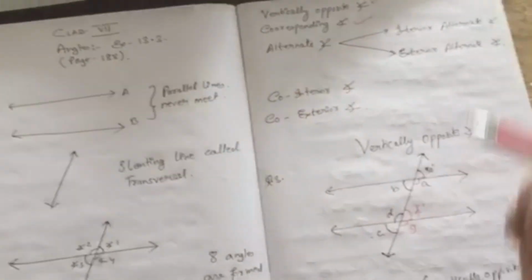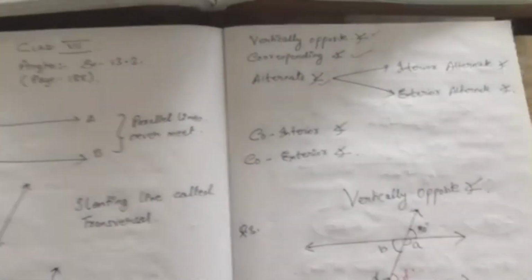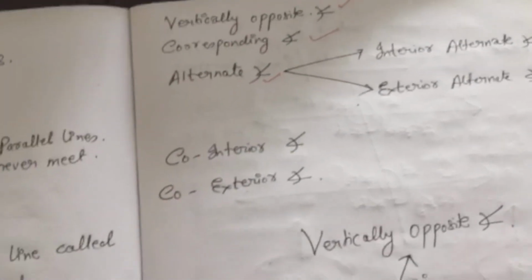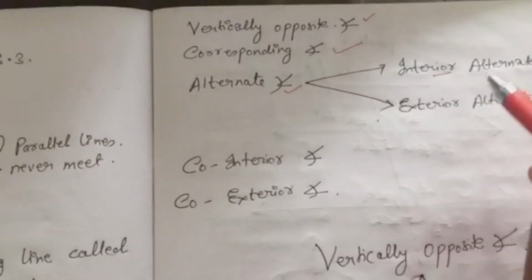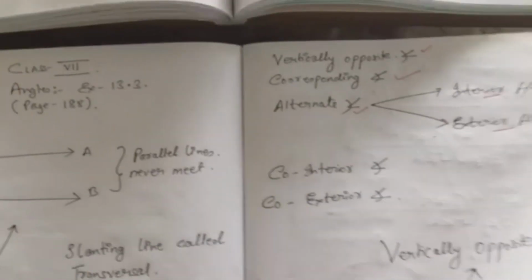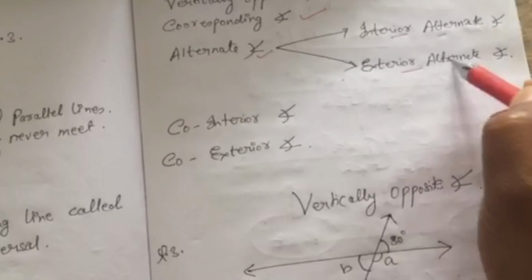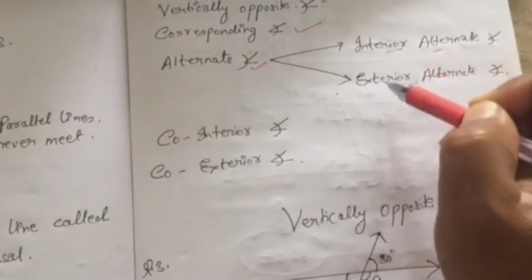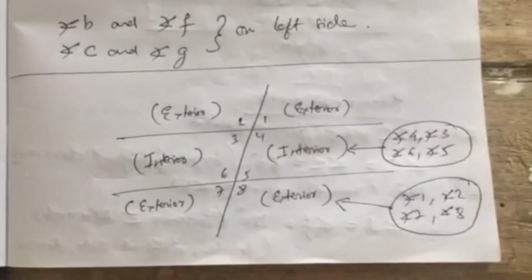Now, corresponding is over. Now alternate. In order to find out the alternate, there are two types of alternate angle. One is interior alternate, the other one is exterior alternate. Now, before we find the meaning of alternate, let us discuss what is interior and what is exterior.